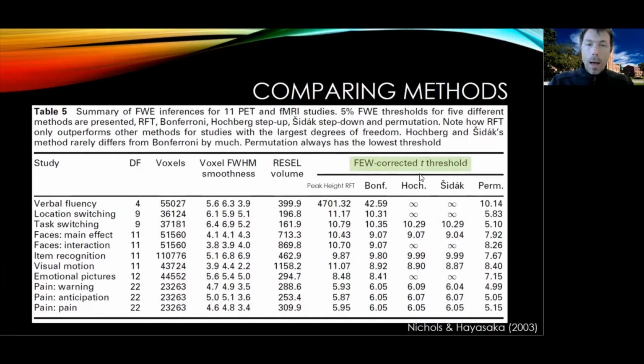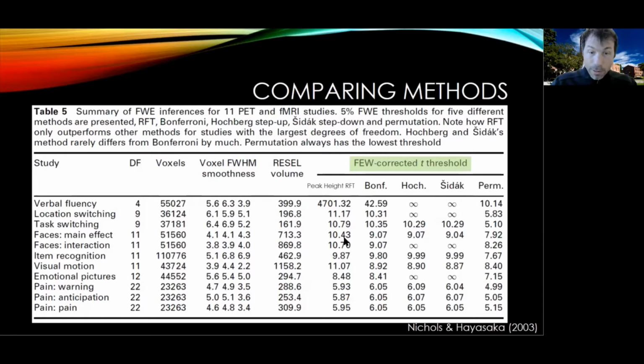error corrected thresholds. So the first one would be random field theory, then Bonferroni, then Hochberg and Sidak. These are, if I remember correctly, a step-down Bonferroni and a step-up Bonferroni. De facto, they're almost always the same. And finally, this is a permutation analysis.